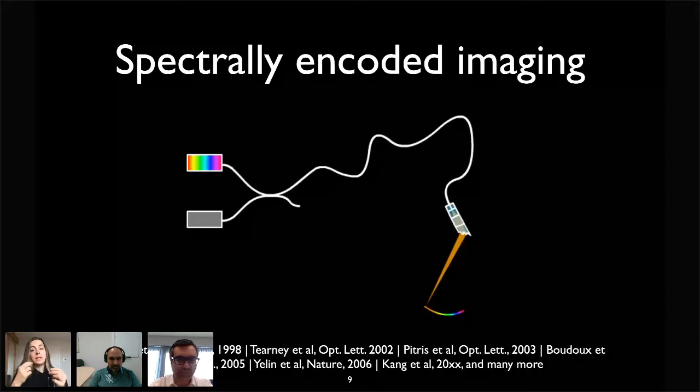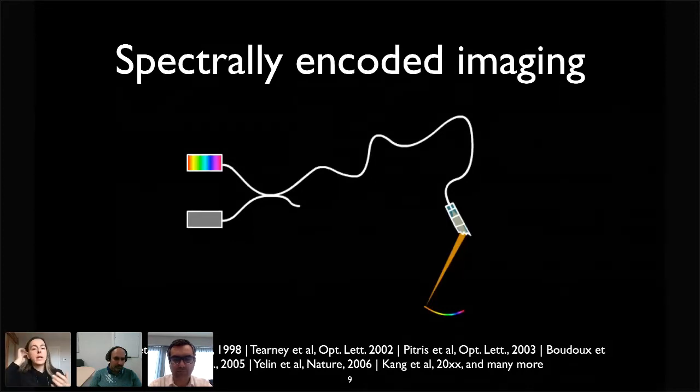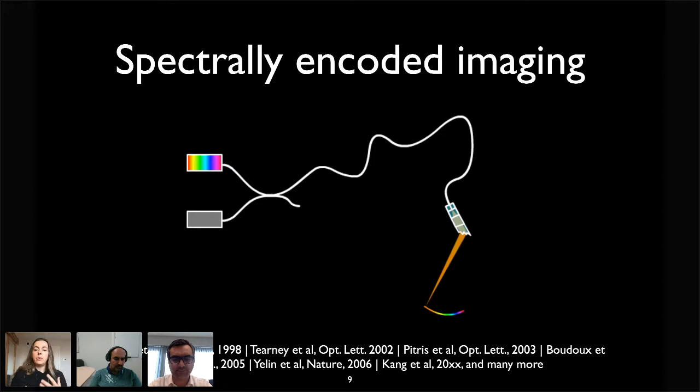A fiber optic is very small. It's the size of my hair. So that essentially is the smallest instrument you can have. But how do you make the tip? How do you make the optics on the tip? And how do you have a scanner on the tip to be able to get a 2D read, a 3D image? Spectrally encoded imaging was one of the tricks that we played.